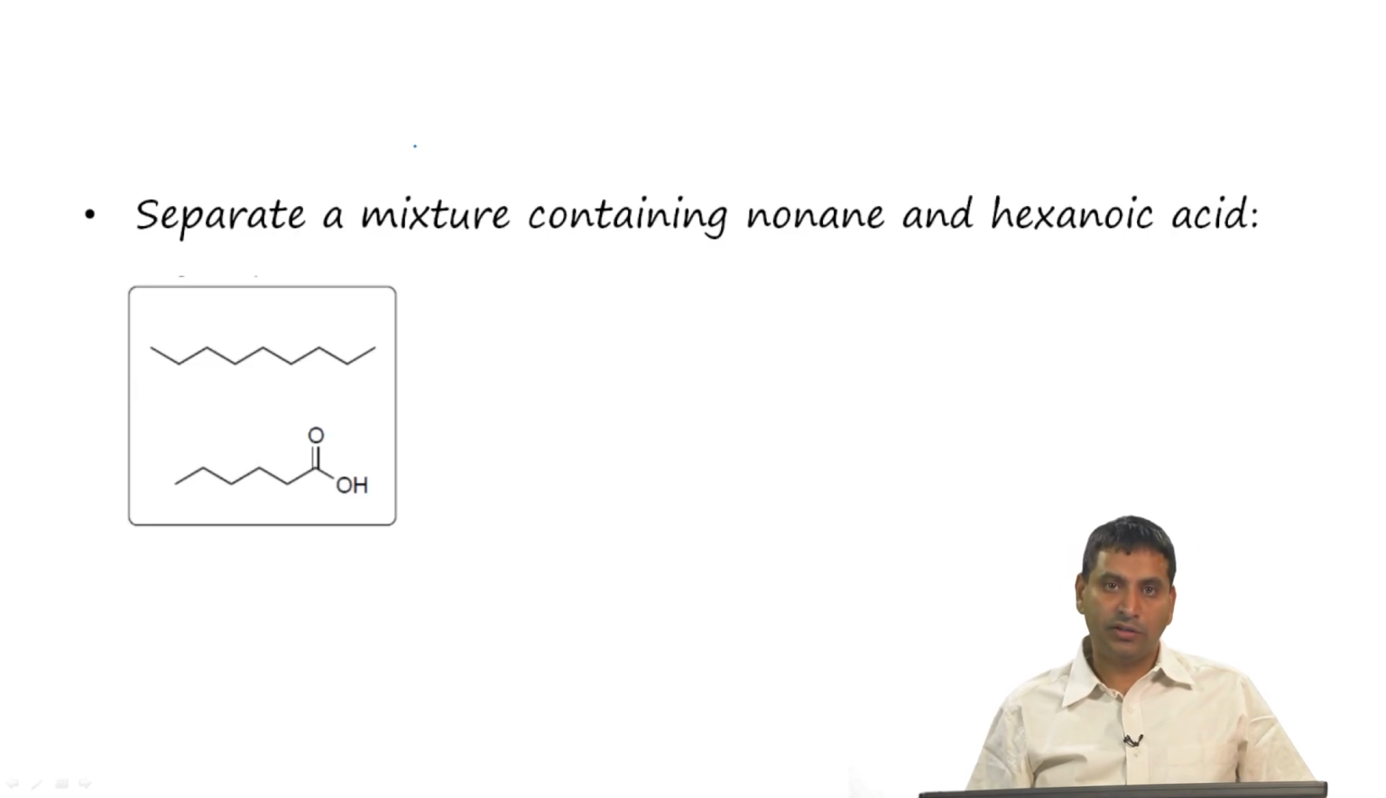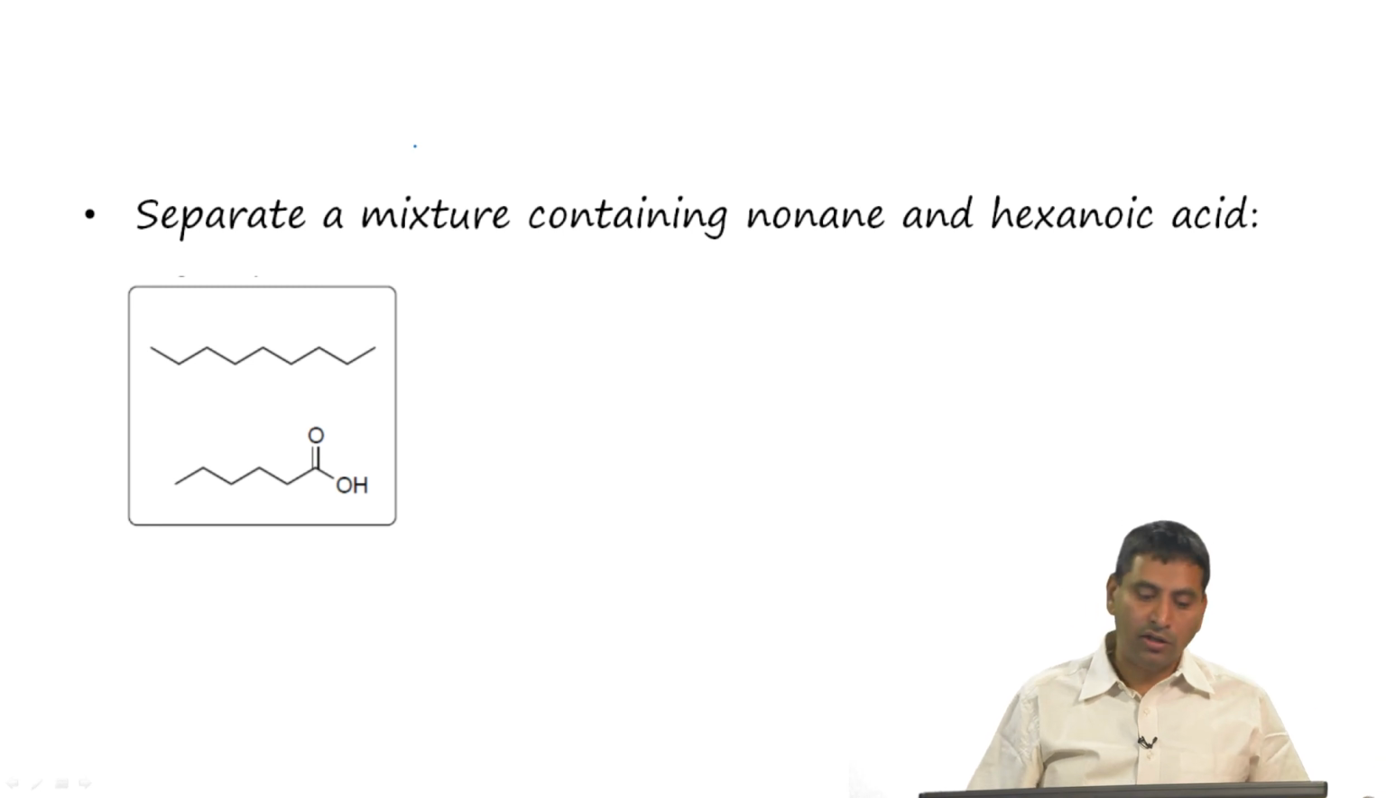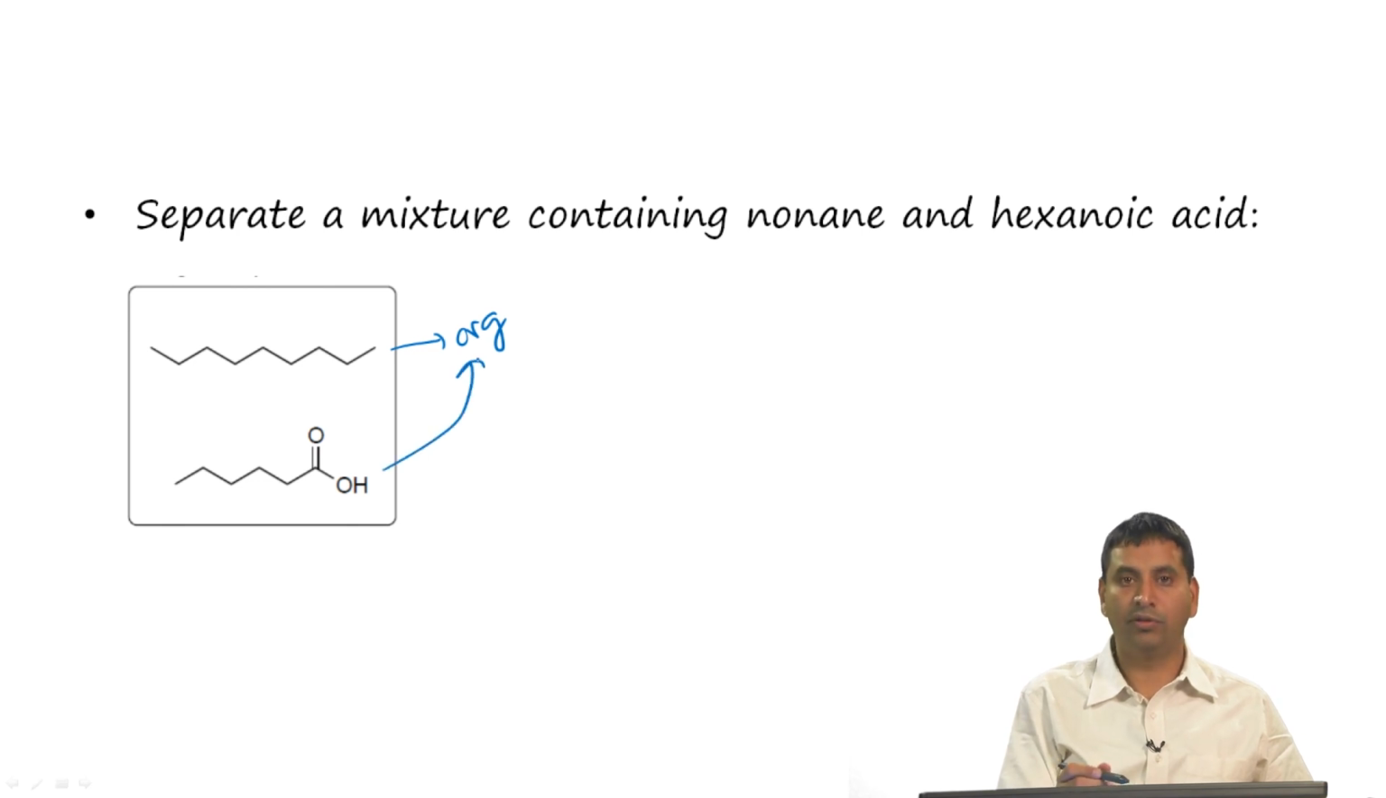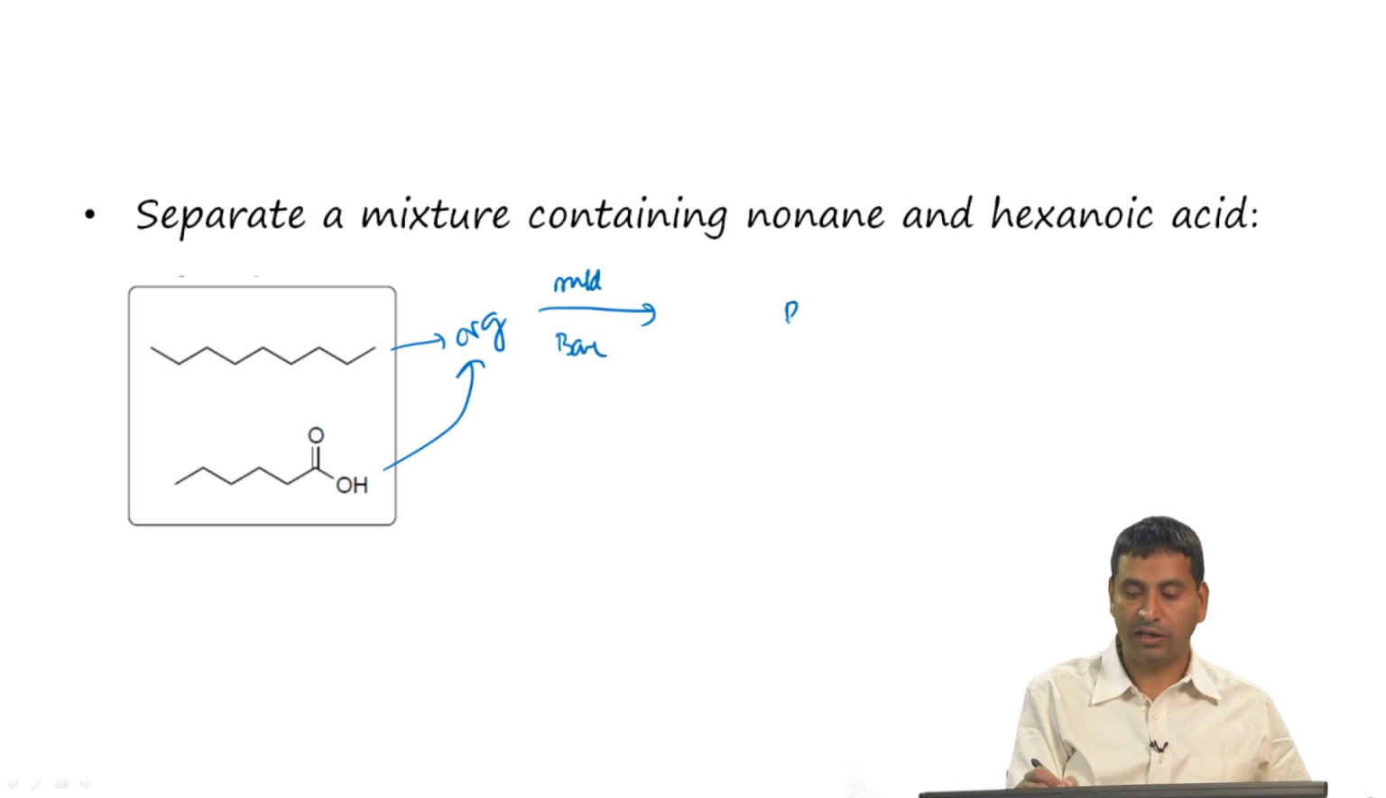So, the next question is, separate a mixture containing nonane and hexanoic acid. We already looked at the example of the ternary mixture, so this is much simpler compared to that. Here, nonane is an organic soluble molecule. Hexanoic acid is also soluble in organic solvent, but we would treat it with a mild base and generate RCO2 minus, which will then move to the aqueous layer, and the organic layer will retain nonane.